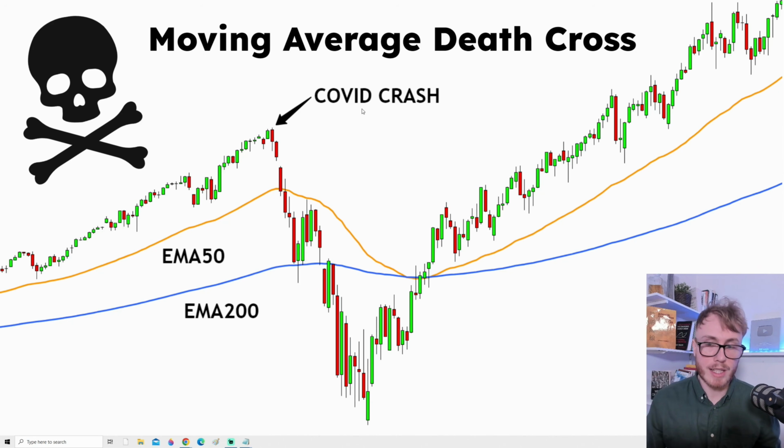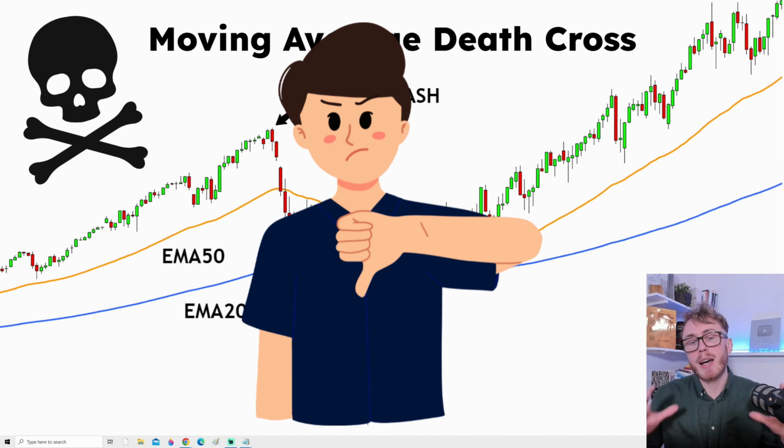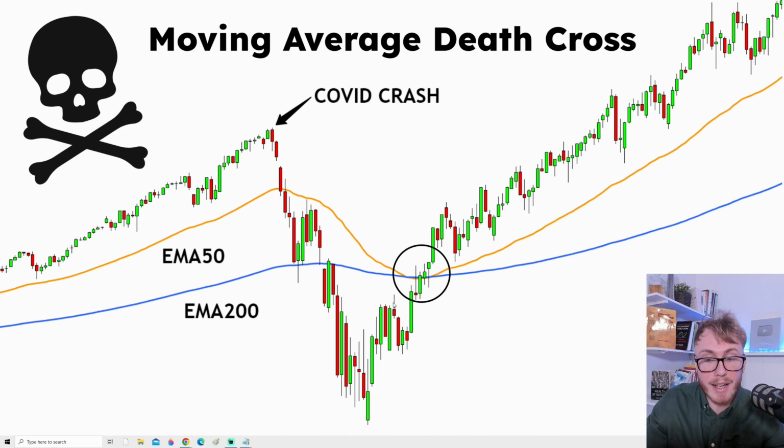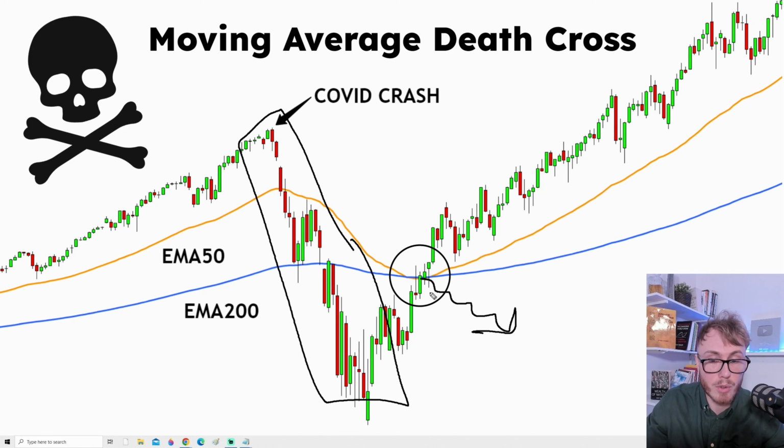But unfortunately, at least for me personally, I am not a big fan of these signals. The first reason is because these signals tend to be very delayed. And if you take a look at this example, you can see that the death cross did not happen until all the way down there. So even if the price continued to go down a bit after this point, you can see that we missed pretty much the whole move.